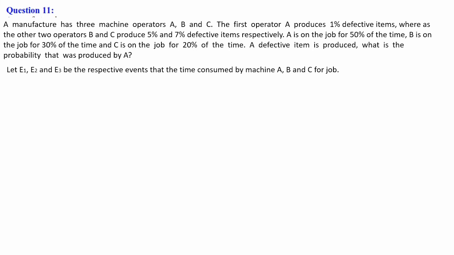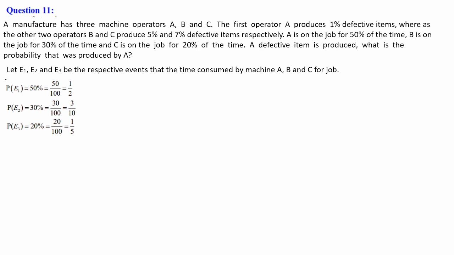Let's define E1, E2 and E3. Let E1, E2 and E3 be the respective events that the time consumed by machine A, B and C for the job. And P of E1, it is given to you, 50% of the time A is spending, that is 1 by 2. P of E2 we have 30%, that is 3 by 10. And P of E3, that is 20%, that is 20 by 100, that is 1 by 5.